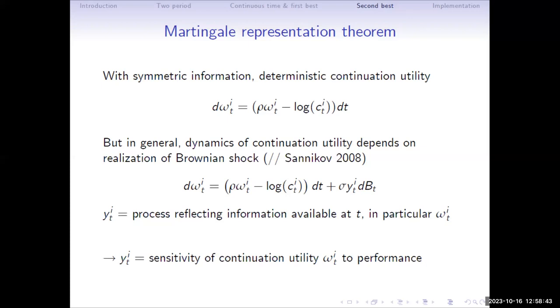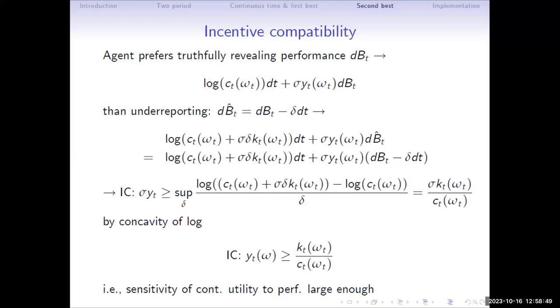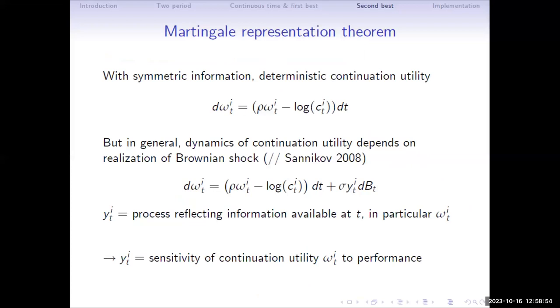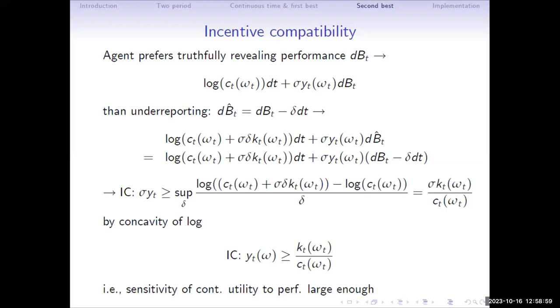So now, I'm rushing, so I didn't realize I would have so little time. So the incentive compatibility condition, you remember, I have this Y, which is the sensitivity of my continuation utility to my performance. What the incentive compatibility condition says is that the sensitivity of my reward to my performance has to be sufficiently large to provide me the right incentive. And what is sufficiently large? It has to be larger than the ratio of my capital to my consumption. So you see, the incentive compatibility condition is going to impose some constraint on how we can allocate capital and consumption. And to come back to the point by Victor before, we're not going to allocate capital to everybody the same. Those who have a large dB_i will have more capital allocated to them.